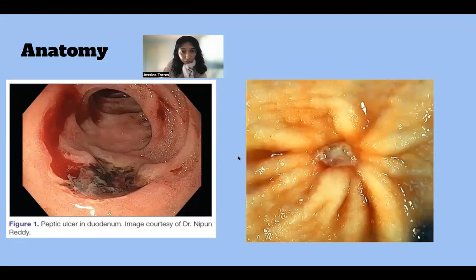Here are some real life images. The image on the right, we can see where the attack of the bacterium is happening. The one on the left is a much more serious infection that results in a bleeding ulcer. And this is an example of an endoscopy image.